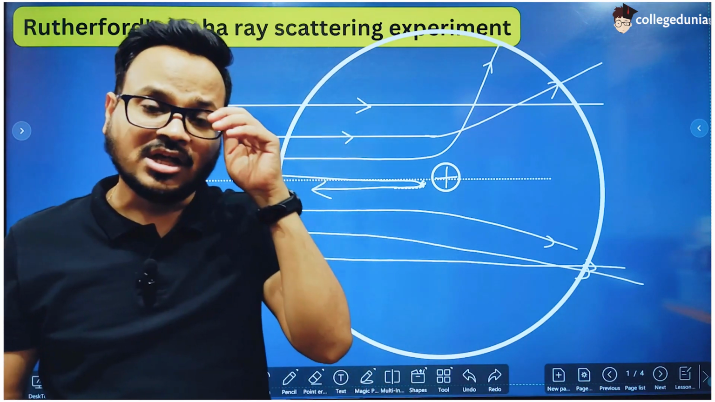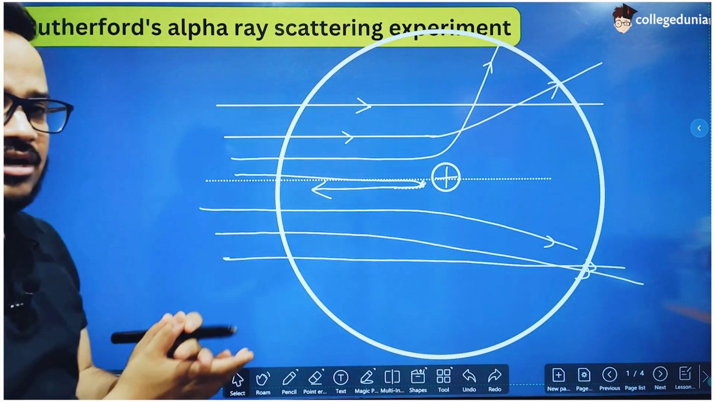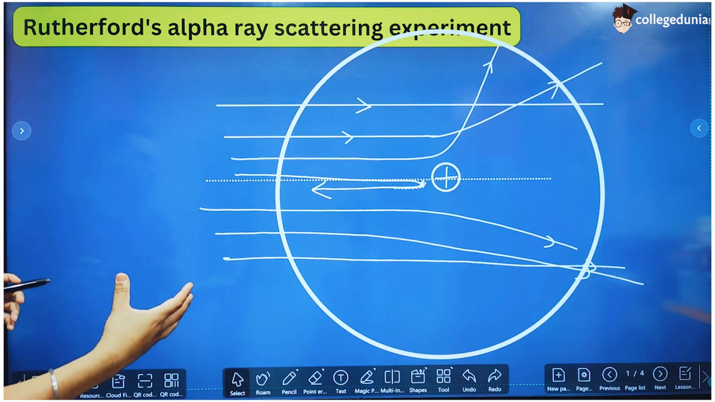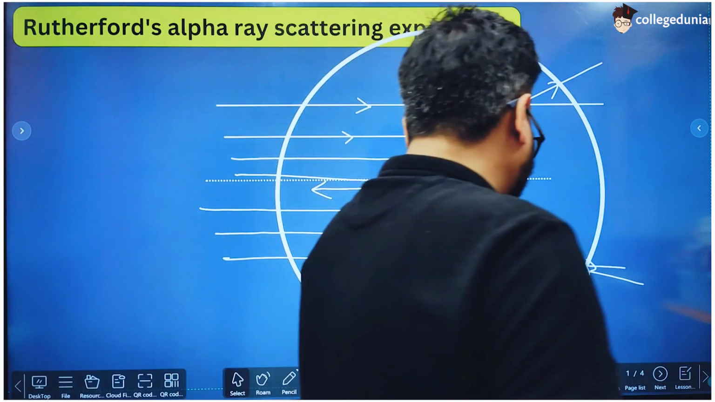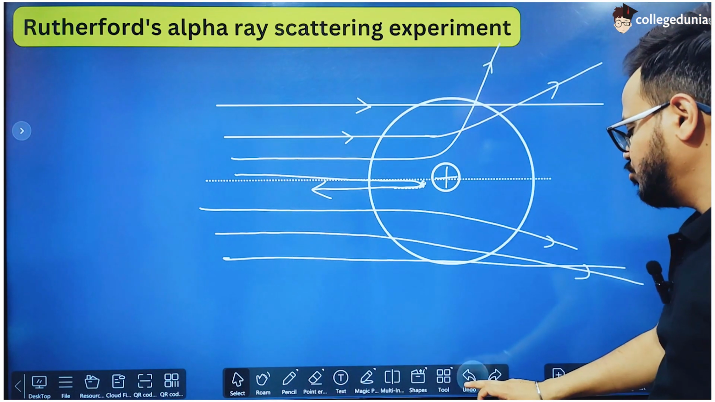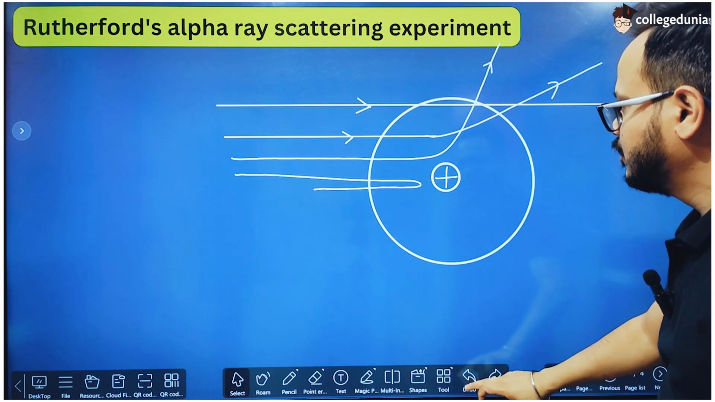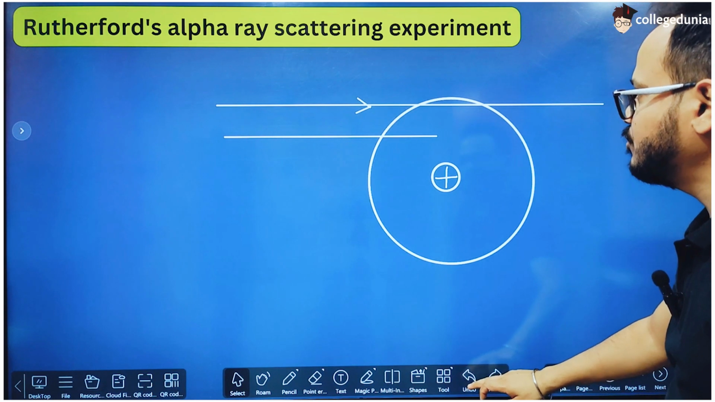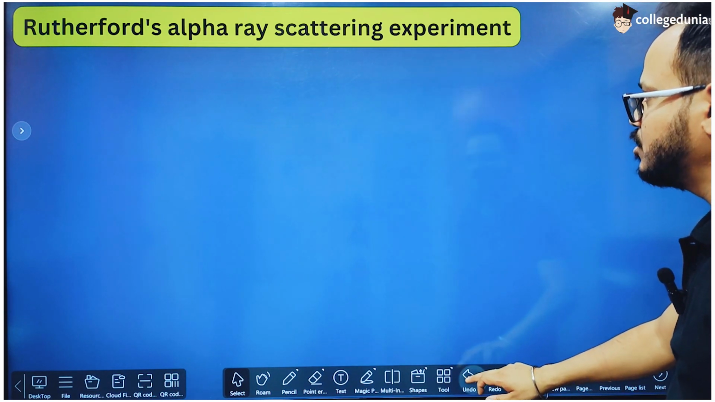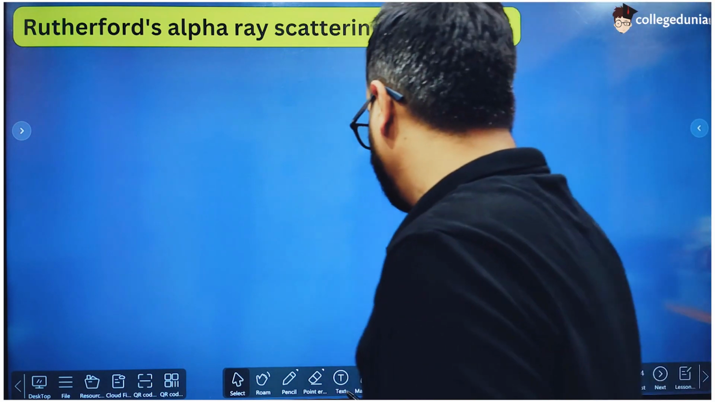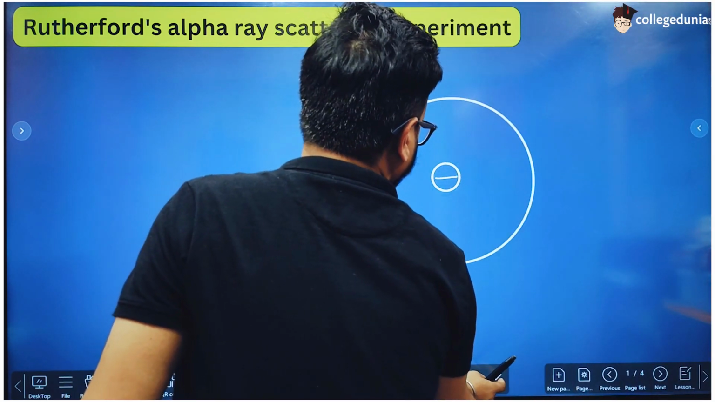So all the alpha particles which went through that part of the atom went straight, right? More than 90% of the alpha particles went straight through the atom. So this was the observation, and based on this observation, Rutherford gave a very important model which is called Rutherford's atomic model.